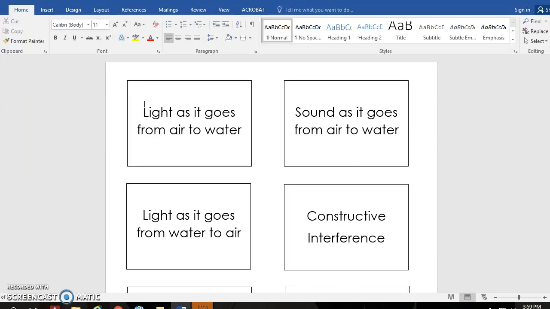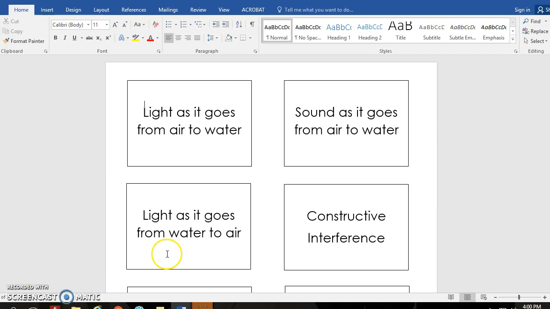Alright, so the last task was for you to draw out the wave as it goes through each one of these media, or as it interacts. So, light as it goes from air to water would actually slow down. So you should have drawn a wave that was going pretty fast and then would have a lower frequency as soon as it hits the water, because water is more dense than the gas, so there's more particles in the way to slow it down.